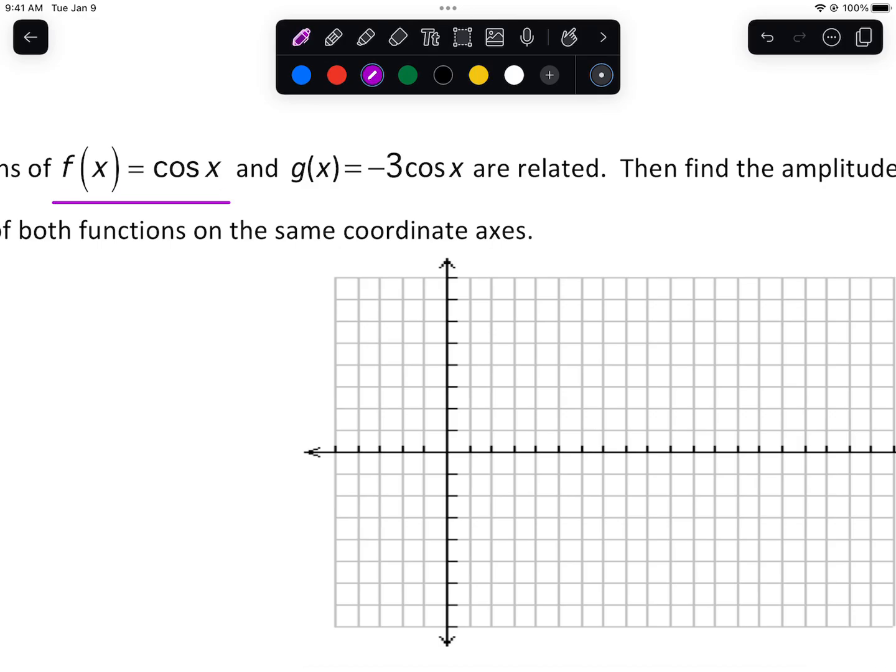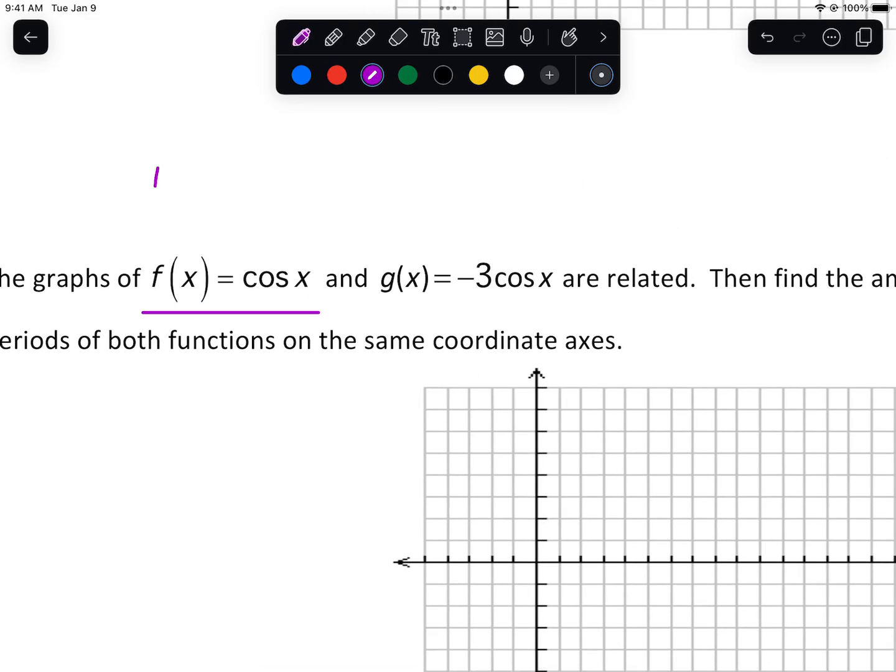With cosine, we need to remember the basic shape of cosine. Cosine typically starts at (0, 1) instead of (0, 0). And then cosine goes down, then back up, and does one full cycle like that. So we're going to go ahead and give this one a go. We'll do the same thing.